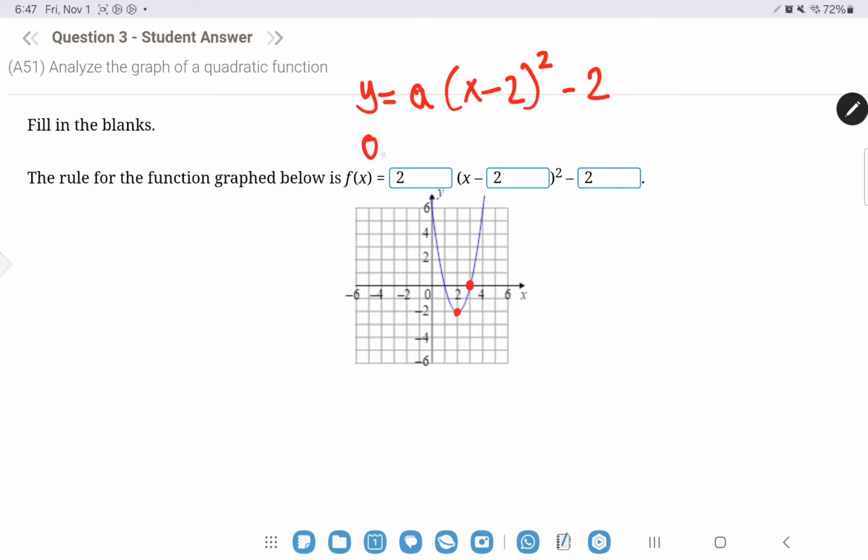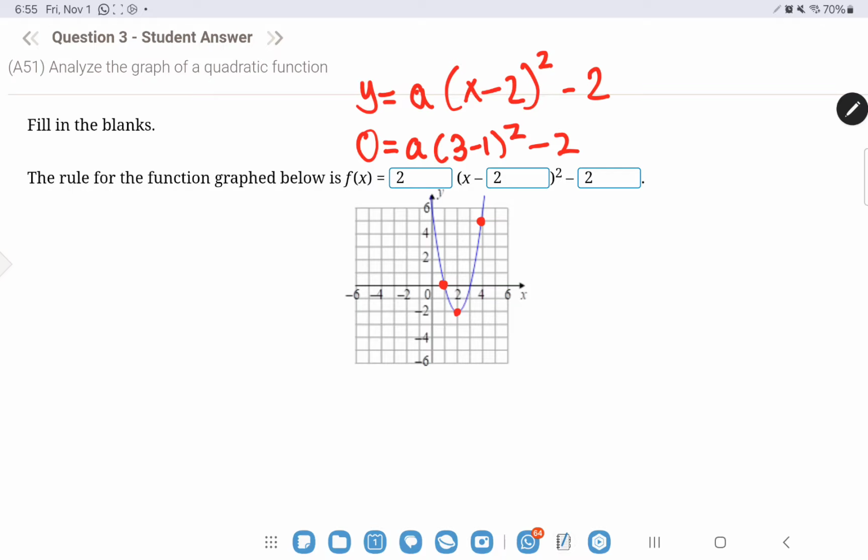So you're going to replace y with 0, keep a, and replace x with 3. 3 minus 2 squared minus 2. You're going to be at 2 squared, which is 4a. So I'm going to continue here. 4a minus 2 equals 0. Wait, no. Is the point (3, 0)? Wait, I think I mixed it up.